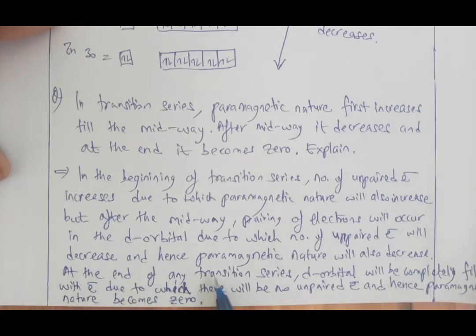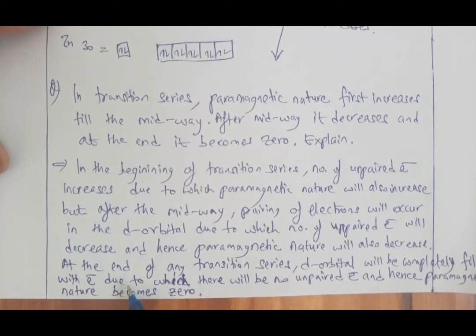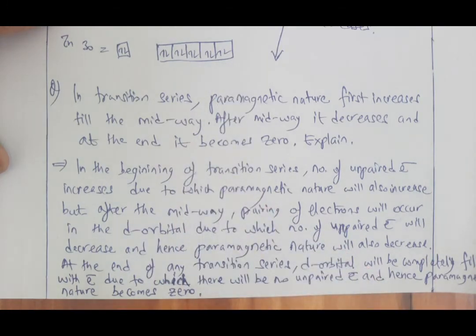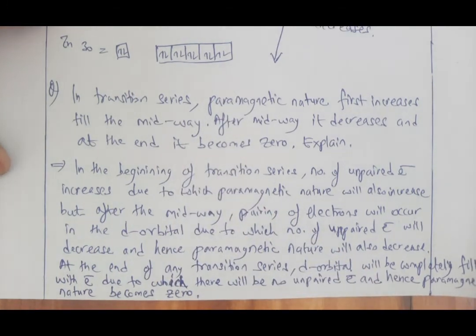At the end of any transition series, the d orbital will be completely filled with electrons. In case of zinc, I have shown you just now, there will be no unpaired electron for zinc. You can see there is no unpaired electron for zinc, so paramagnetic nature becomes 0. So this is also a very important question, students. If you want, you can take a screenshot of this.